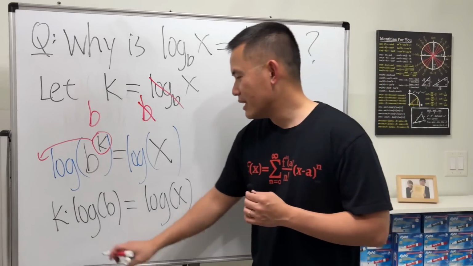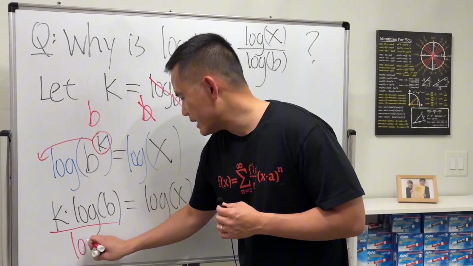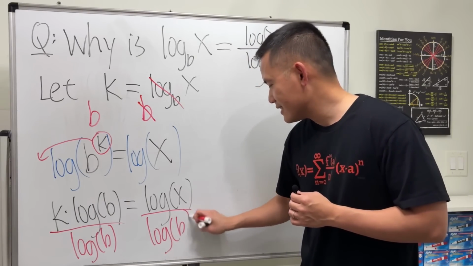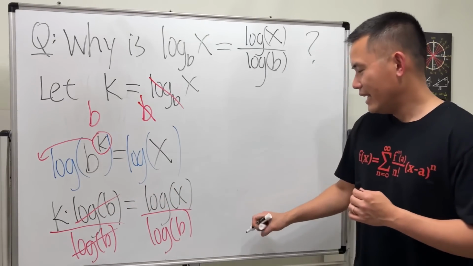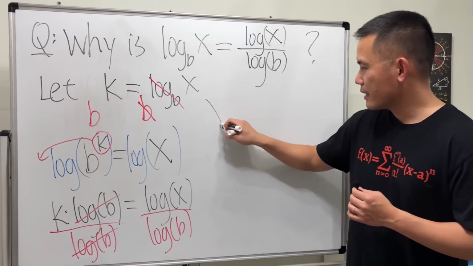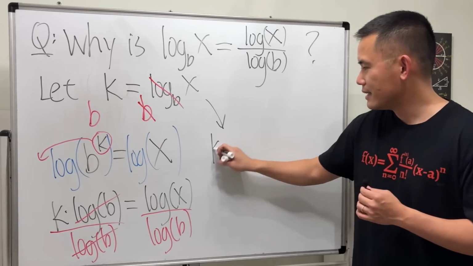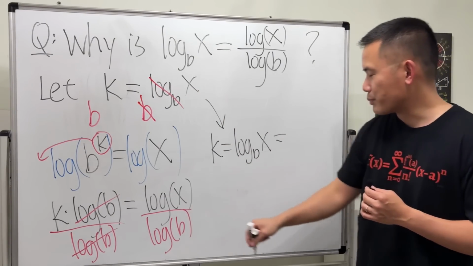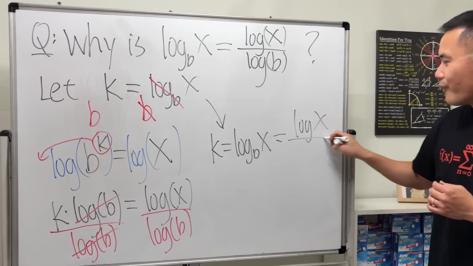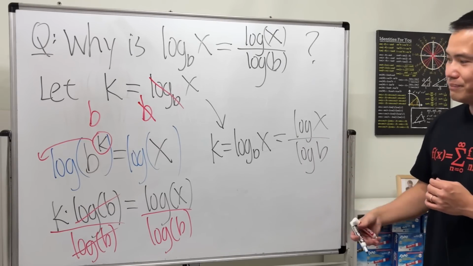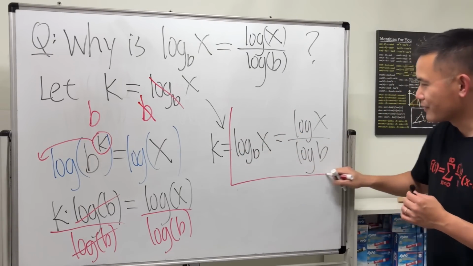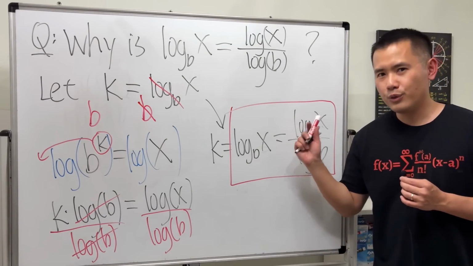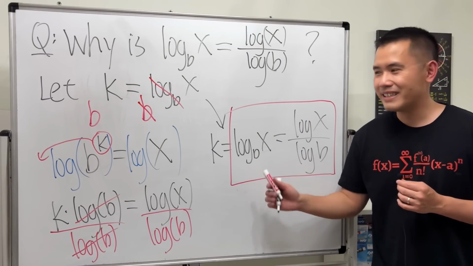And ladies and gentlemen, to figure out what k is, let's just go ahead and divide both sides by log of b like this. Cancel, cancel, and congrats, our k is equal to this, which is telling you that log base b of x is equal to this expression, log of x over log of b, just like this. And I'll box this right here for the change of base formula for logarithm, which is really useful in many situations. That's it.